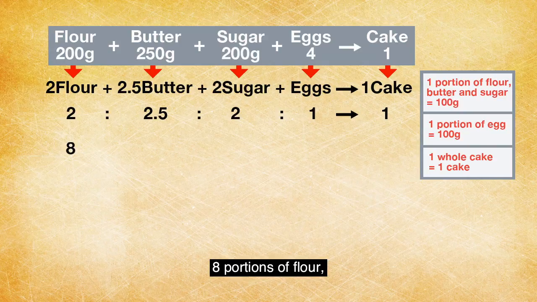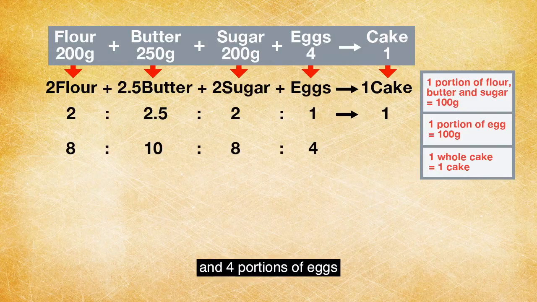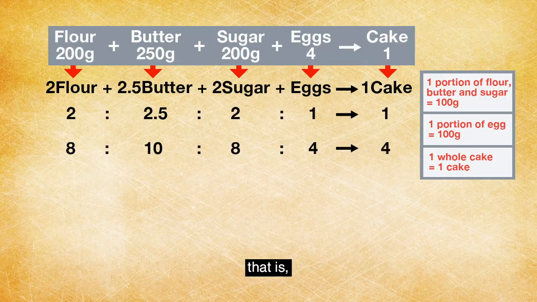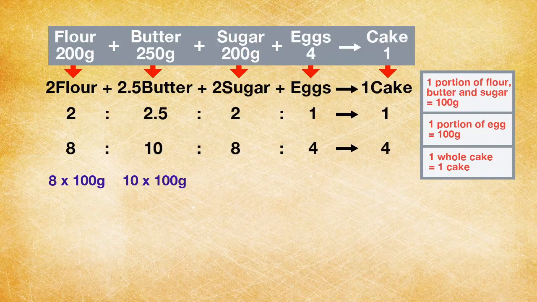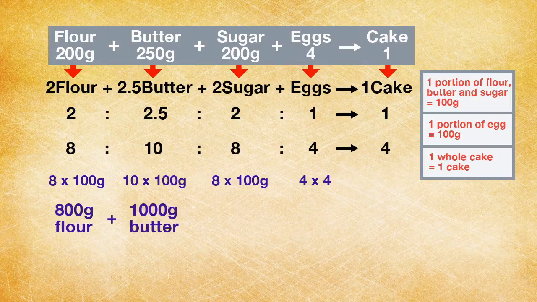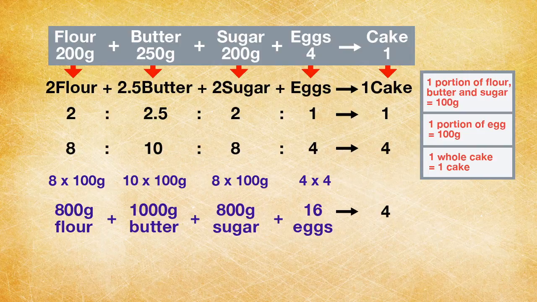Therefore, 8 portions of flour, 10 portions of butter, 8 portions of sugar, and 4 portions of eggs are needed to produce 4 cakes. To know the amount, convert the unit of portion to gram and number of eggs and cakes. That is, 8 multiplied by 100 gram of flour, 10 multiplied by 100 gram of butter, 8 multiplied by 100 gram of sugar, and 4 multiplied by 4 eggs are needed to make 4 cakes. Thus, Mrs. Nurul needs 800 gram flour, 1000 gram butter, 800 gram sugar, and 16 eggs to make 4 cakes.